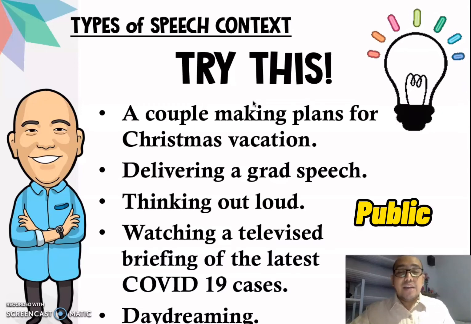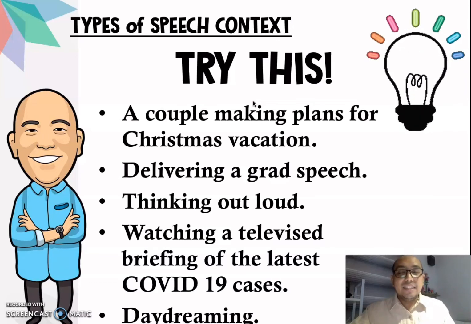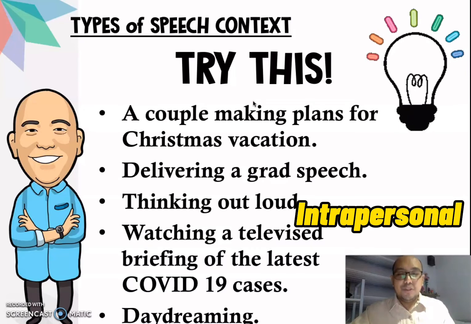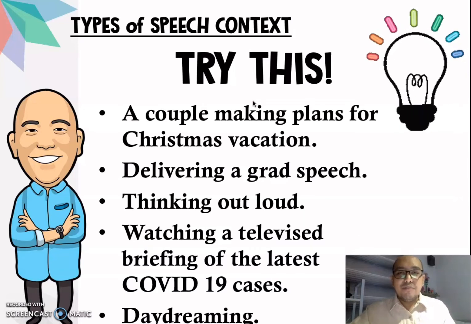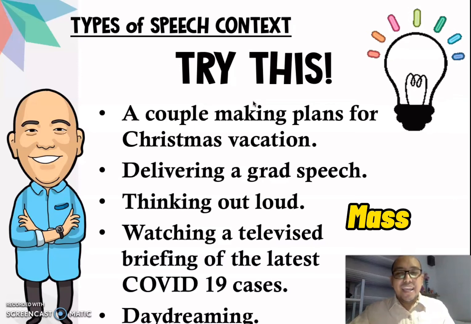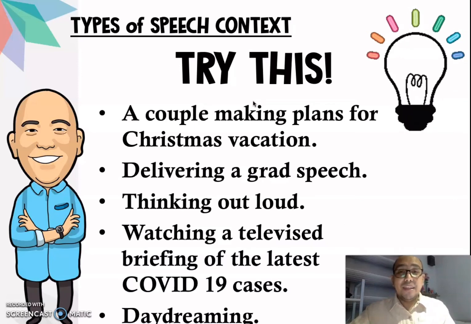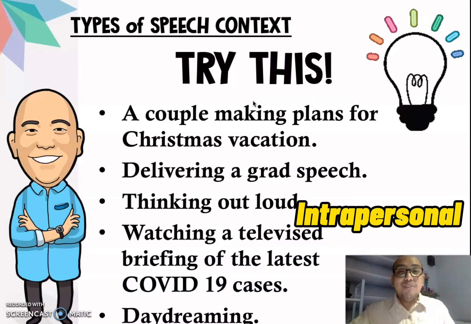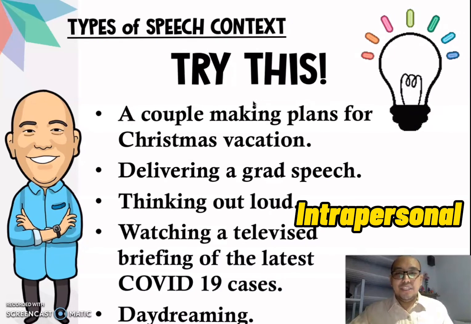Third, thinking out loud. Okay, you are thinking, you are analyzing. That is intrapersonal communication. Very good. How about number 4? Watching a televised briefing of the latest COVID-19 cases or updates. Okay, with the help of the media, that is mass communication. And the last one, daydreaming. Okay, you hit it right. That is a type of intrapersonal communication.